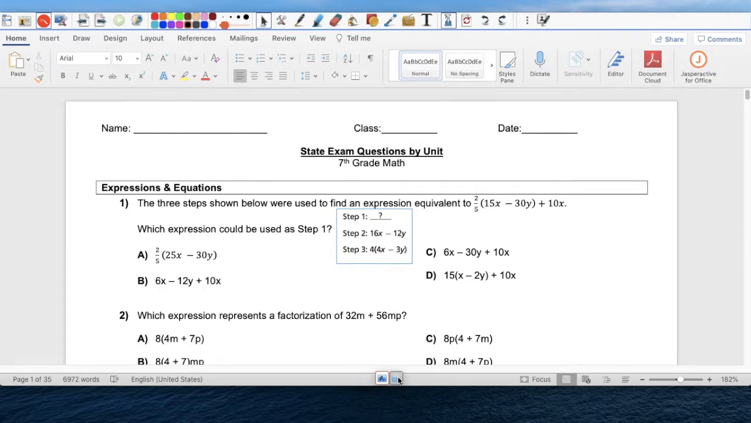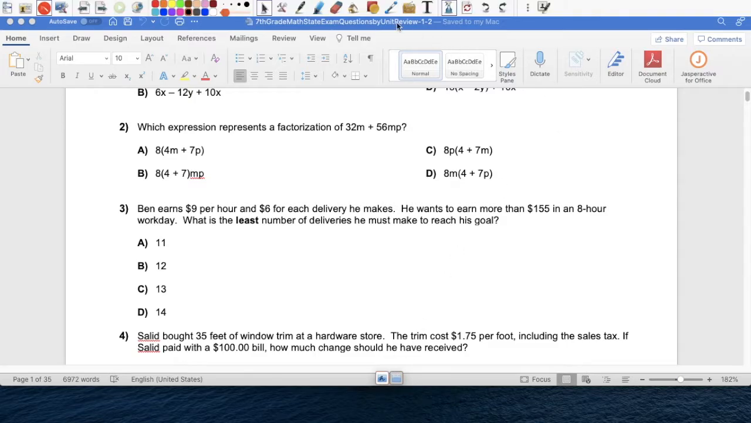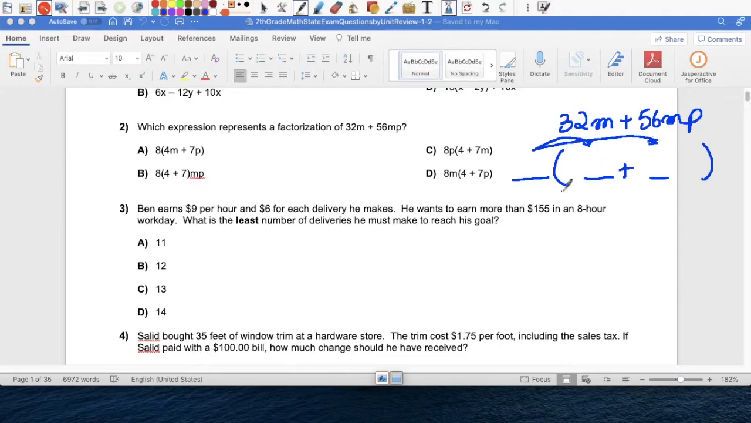Prime factorization. So, again, you can take this and do it in so many ways. 32m with 56mp. Right, so what do we have in common? So the greatest common factor between 32. So again, let's think of it this way, right? If you did the distributive property, you don't have to do this. You can actually go through the choices and do it.